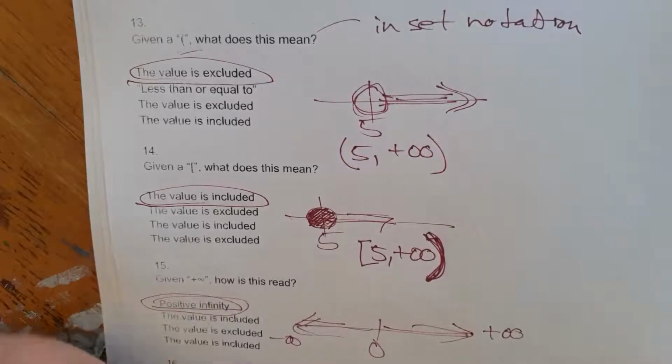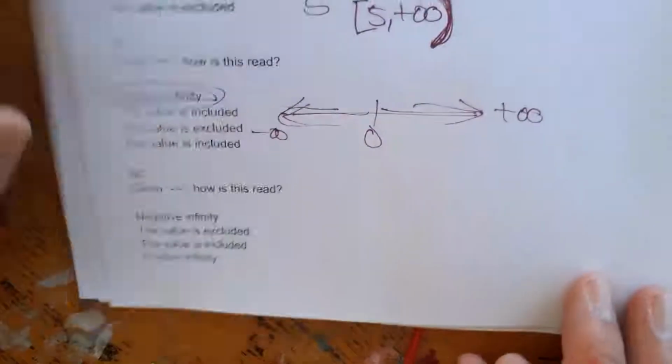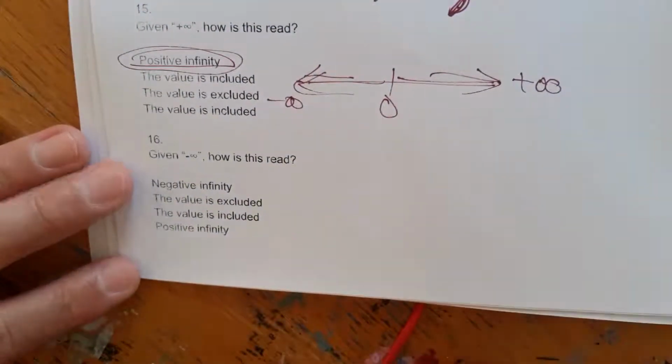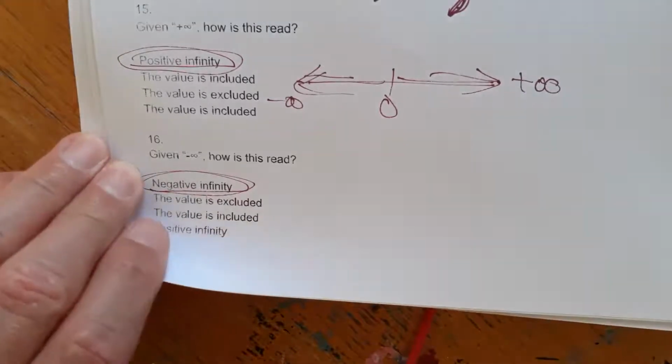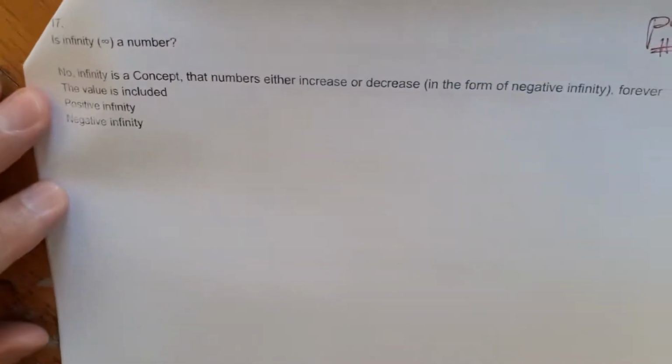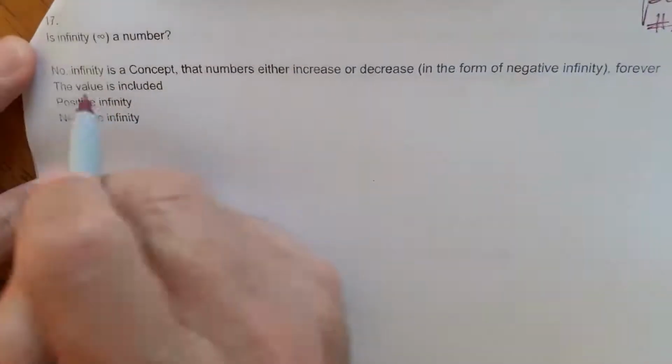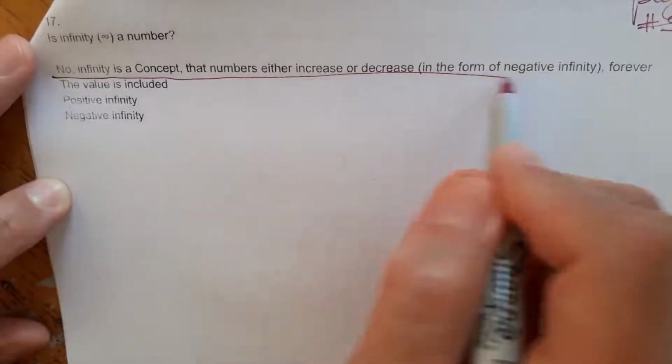Ever increasing numbers in one direction or the other, either to the positive numbers or to the negative. So negative infinity means you're ever getting larger in a negative capacity. Okay, all right. Is infinity a number? No, infinity is a concept.